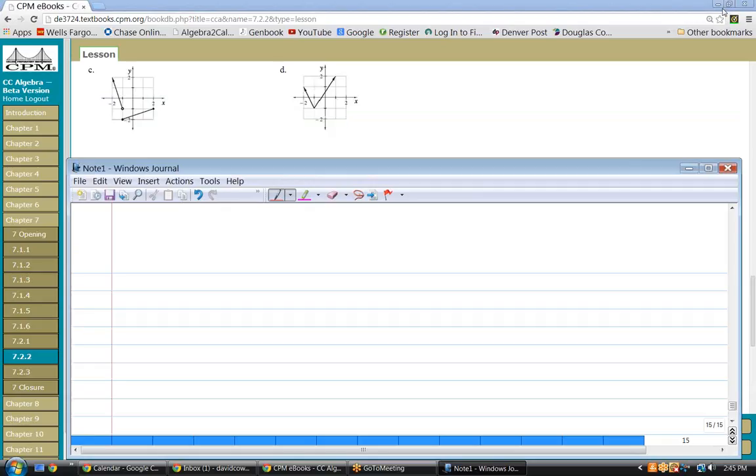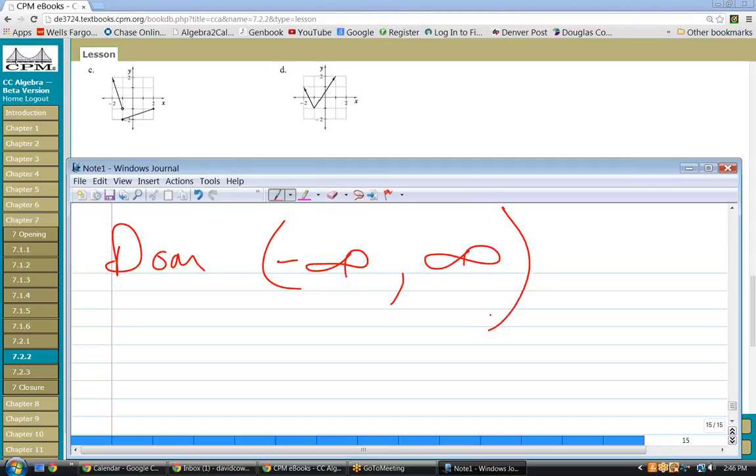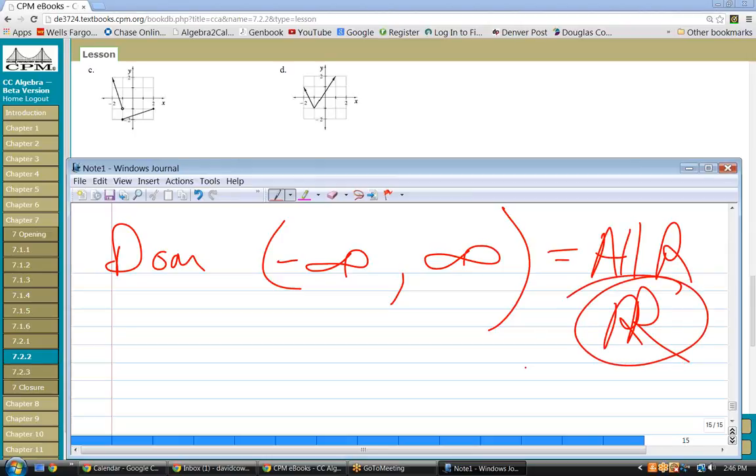What's the domain? In interval notation. Infinity? Is that an arrow? I can't tell. Yeah, it is. Okay. In other words, it can go from negative infinity to positive infinity, which is also called all reals or double R, like that. In other words, x can be anything. There is no limitation as to what x can be.